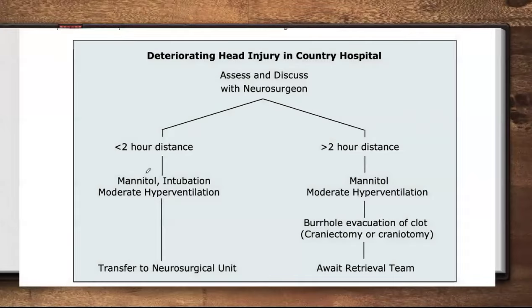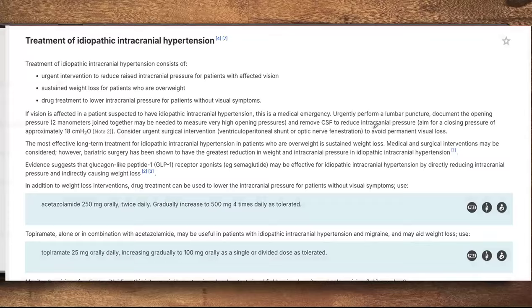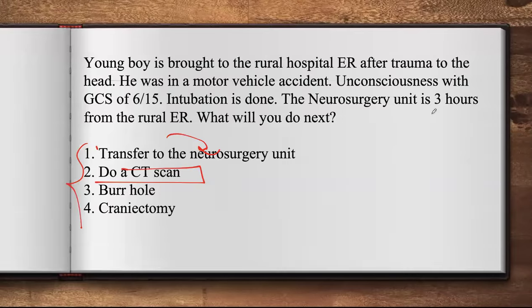So the answer is B in this patient. Because we don't have mannitol here as an option, we have a CT scan. So we're going for the CT here. We are not transferring the patient to neurosurgery because the neurosurgery unit is more than 2 hours away. Okay.